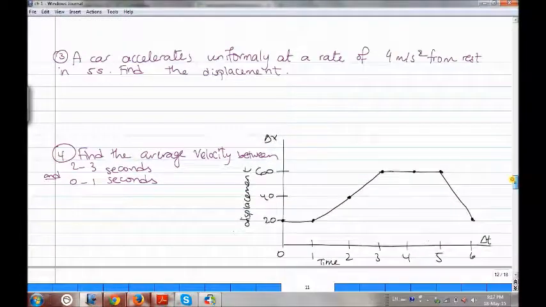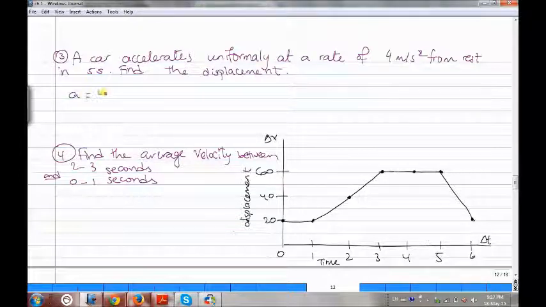Now let's move on to more questions. A car accelerates uniformly at a rate of 4 meters per second squared from rest in 5 seconds. Find the displacement. Here they also said uniformly. Now let's take out the givens. They gave acceleration, which is 4 meters per second squared. From rest, VI equals 0, time is given, delta t, which is 5. They want us to find the displacement.